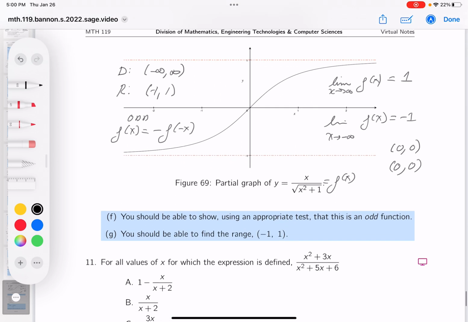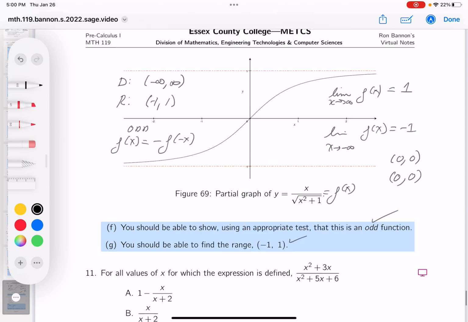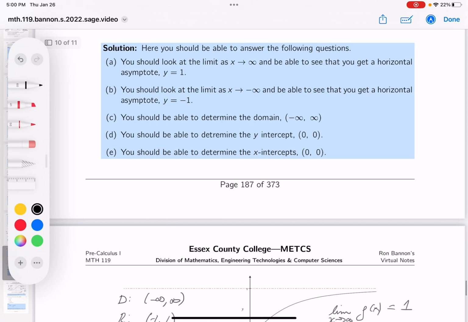All right, let's take a look at what they've got. And they said you should be able to show using an appropriate test that the function is odd. We've done that. The range, we've done that. Let's go back up here. X-intercept, we've done that. We've done the domain.